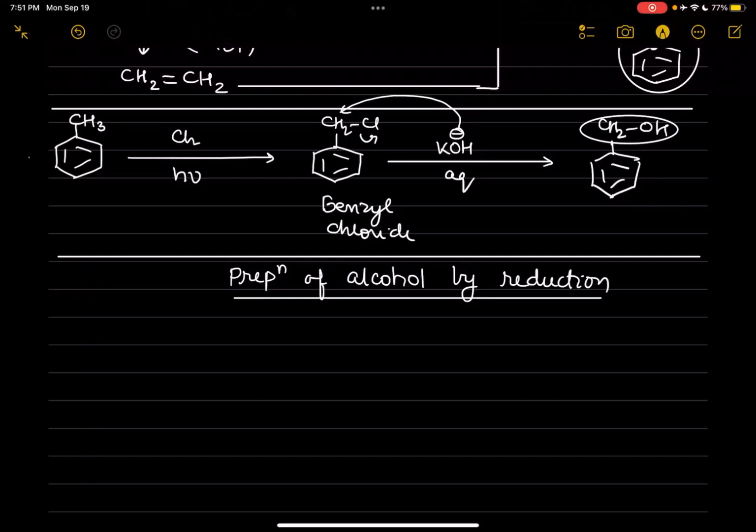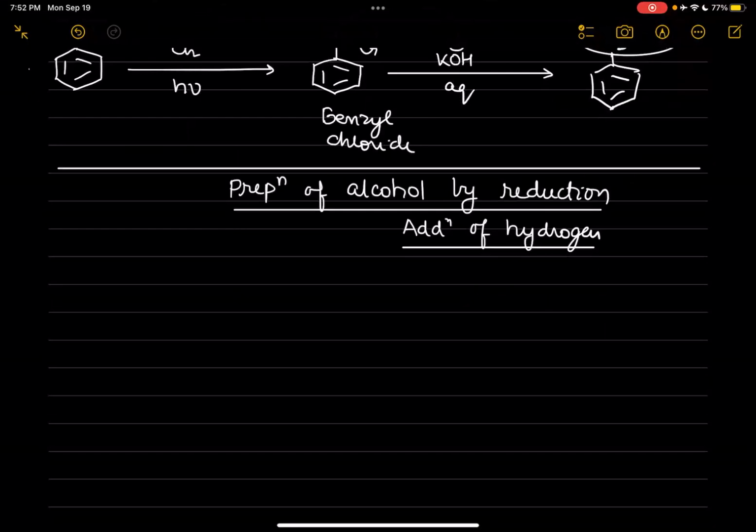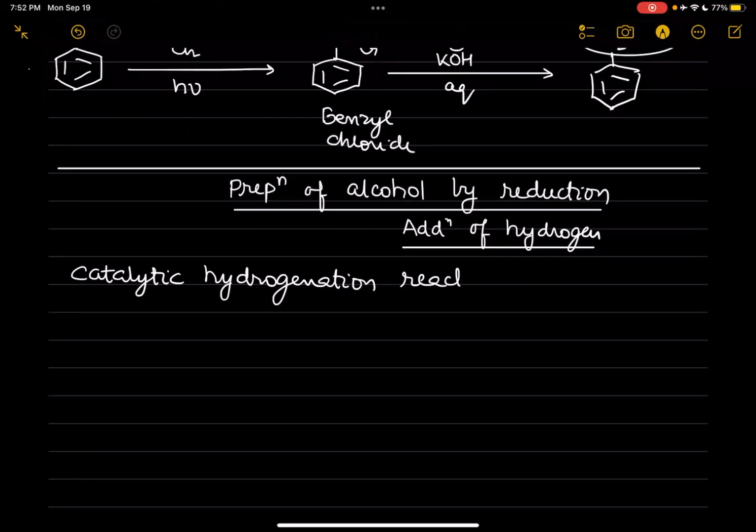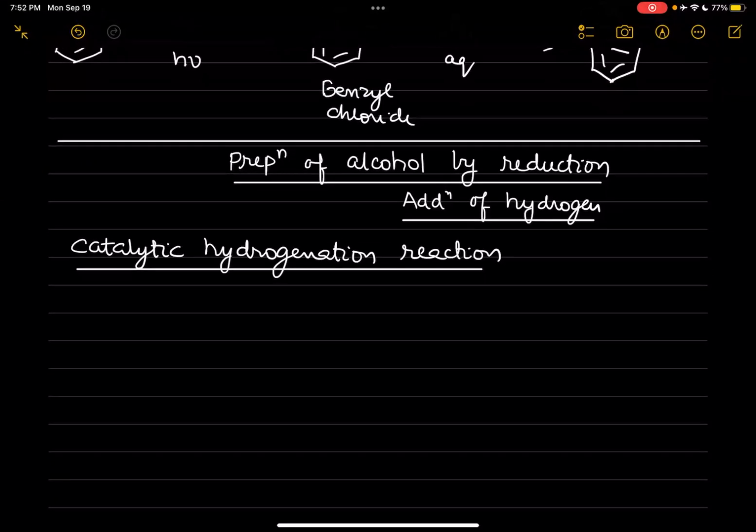Reduction means, in simple words, oxidation means O is coming, so OX. It's addition of oxygen, and reduction is addition of hydrogen. So you need to have oxygen in the molecule which is doubly bonded, and you put hydrogen, and it turns into a singly bonded oxygen. That's what reduction is. Catalytic hydrogenation reaction. Okay, so it's very simple.